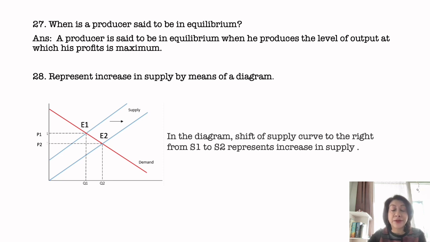First supply curve is S1 and it is intersecting with the demand curve at E1. When there is a shift in the supply curve, increase is represented by a shift of the supply curve to the right. So supply curve is shifting from S1 to S2. Now there is a new intersection point with the demand curve. So this is how you can show the increase in supply through a diagram.